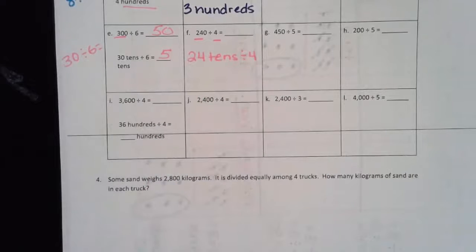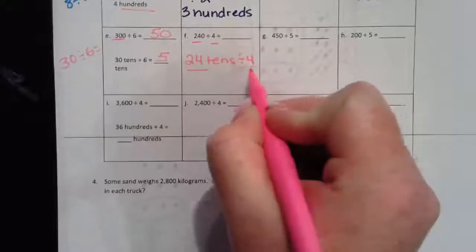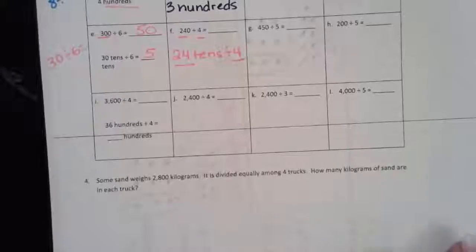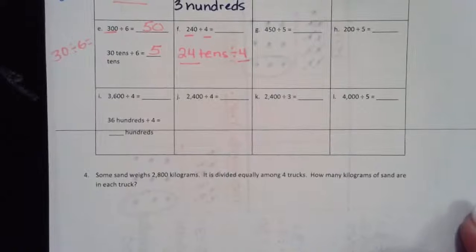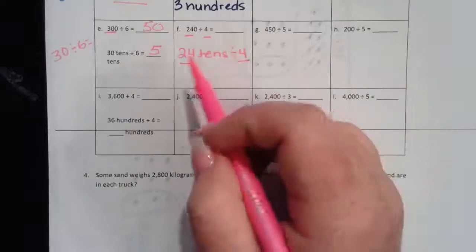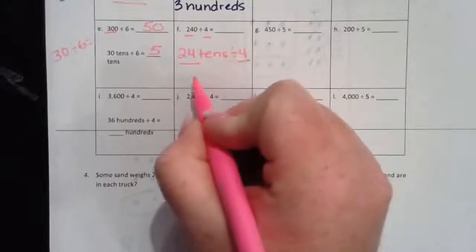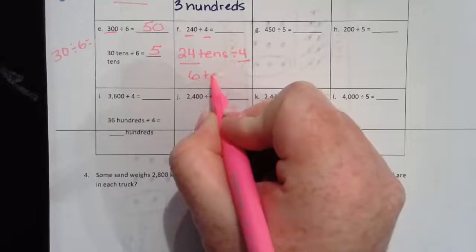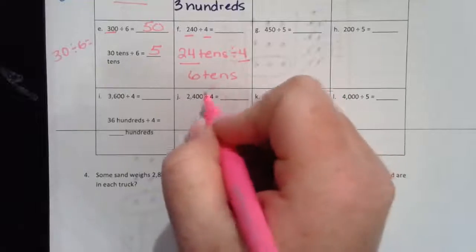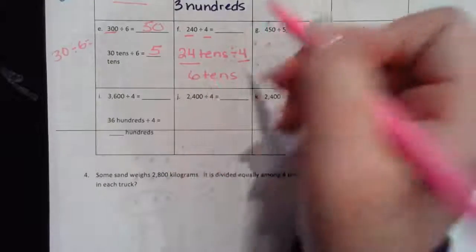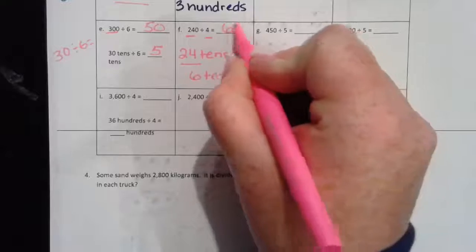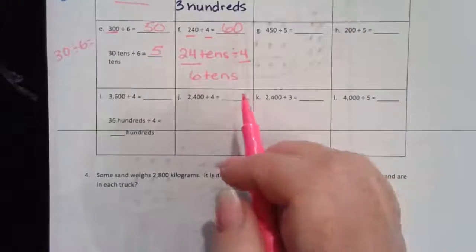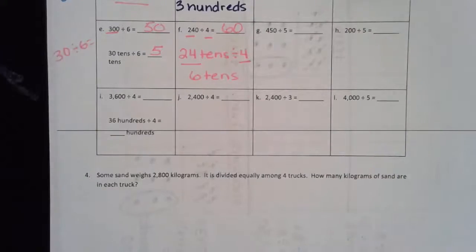So now I can think in my brain, what is 24 divided by 4? Again, I'm hoping we're getting familiar with our math facts, and we're starting to see that we can also have division facts, just like we have multiplication facts. So 24 divided by 4 is 6, but it's going to be 6 tens. And 6 tens is equal to 60.